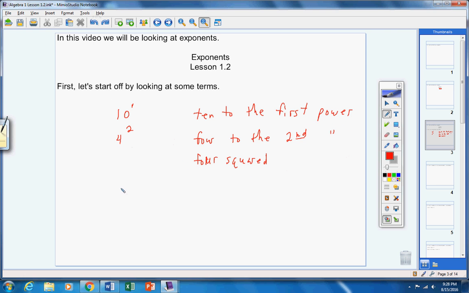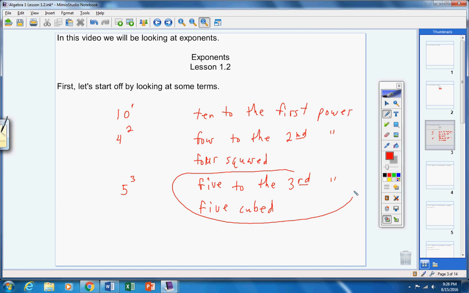Now, if I had something like this, I could say that 5 to the third power, or I could say 5 cubed. So either one of these two expressions means the same thing, and you can use this expression here when your exponent is a 3. Okay? And now the rest of them are all the same.